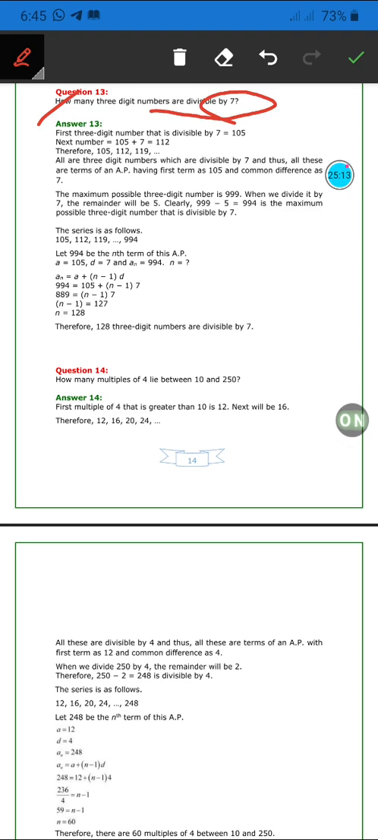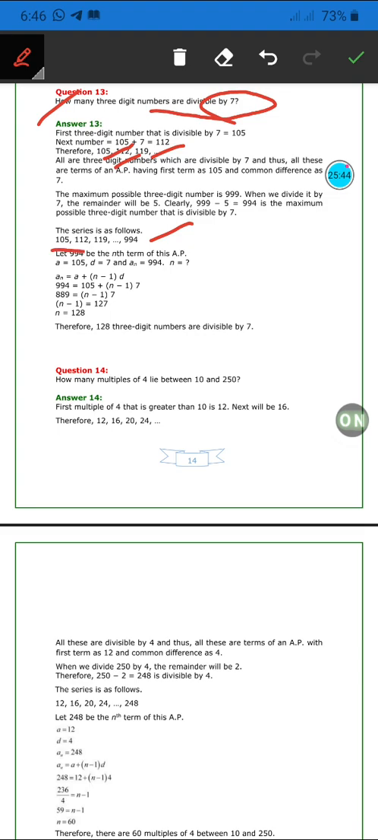So find: 100 is not divisible by 7. 101, 102, 103, 104 are not divisible by 7. So what is the first number which is divisible by 7? That is 105, and the next number is 112, and the next 119. Up to what is the last number which is divisible by 7? That is 994.